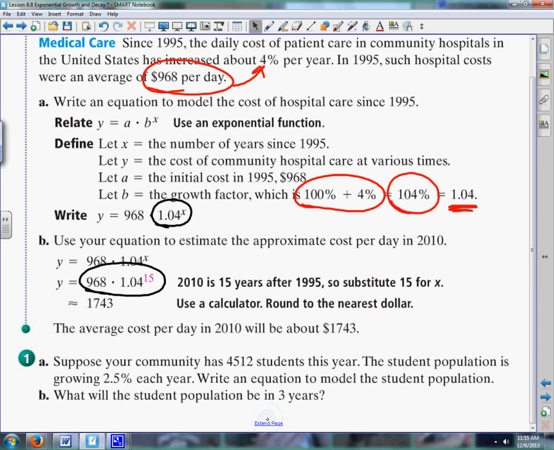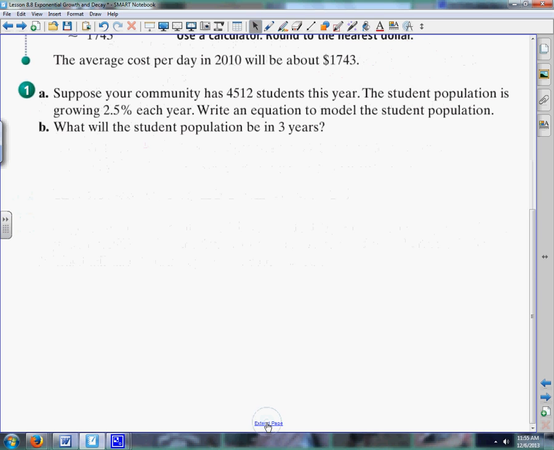Suppose your community has 4,512 students this year. The student population is growing 2.5% each year. Write an equation to model the student population. And what will the population be in 3 years? So try this problem.